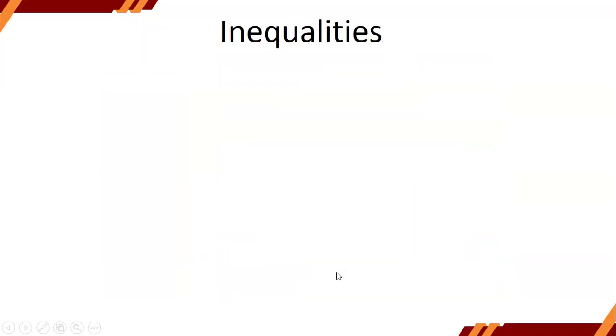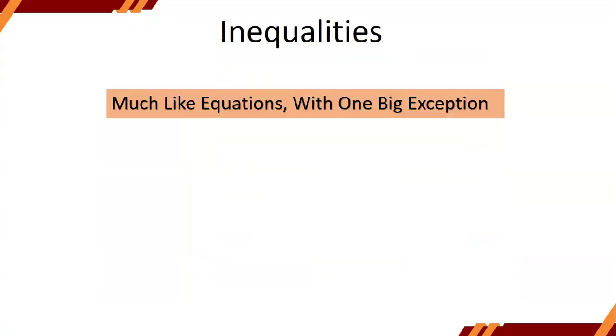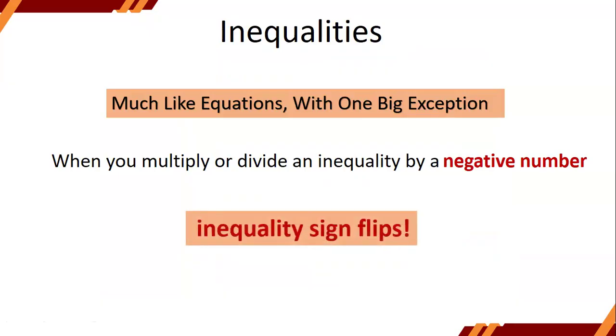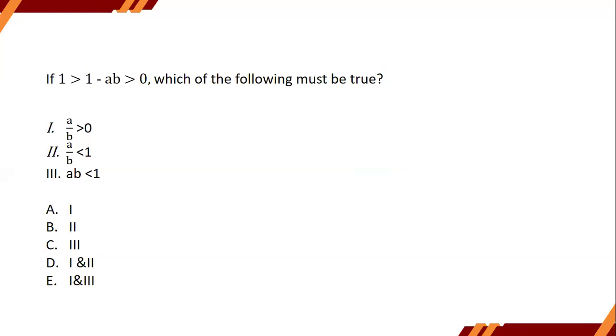All right. Now, we can say that inequalities behave much like equations, but there is one big exception to this. That is, whenever you multiply or divide an inequality by a negative number, what happens? Yes, the sign of the inequality flips. All right, so with this, let's get started with the first question.